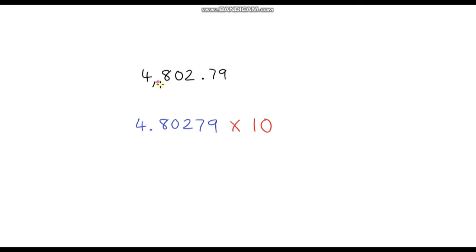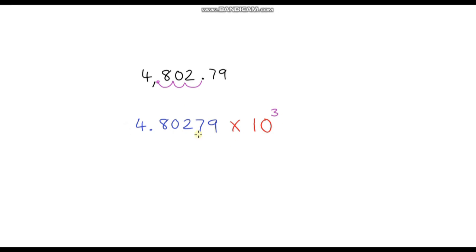Okay. Now, we're not going to go all the way to the end. Notice our decimal point only has to reach this point here. That's where our final answer is. So we're going to go 1, 2, 3 places to the right. So our power is going to be 3. So this would be our final answer. 4.80279 times 10 to the power 3.